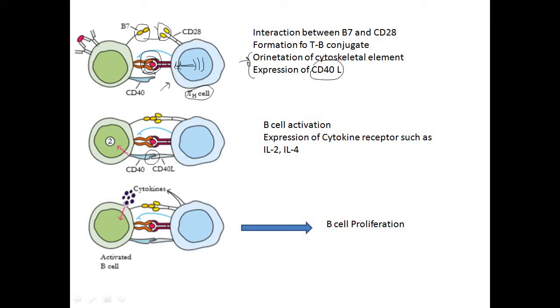Okay, so when this CD40 ligand and this CD40 receptor interact with each other, they generate signal 2. In case of this signal 2, the B cell gets activated and certain different cytokine receptors get expressed. The expression change in the cytokine receptors will occur. Okay, so B cells also start synthesizing the cytokine receptor, and this cytokine receptor will be expressed on the cell surface of the B cell.